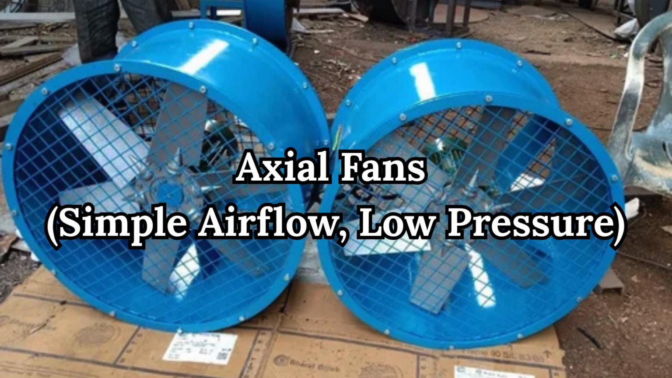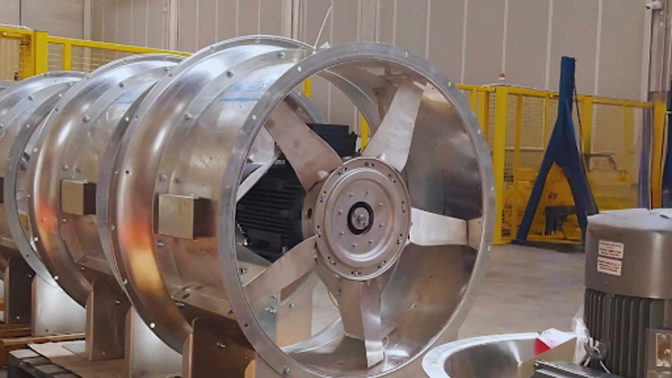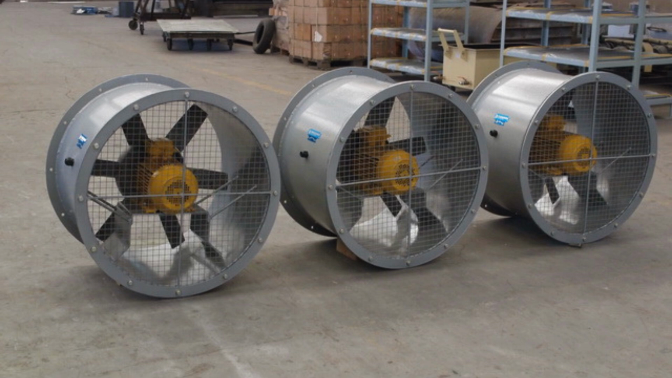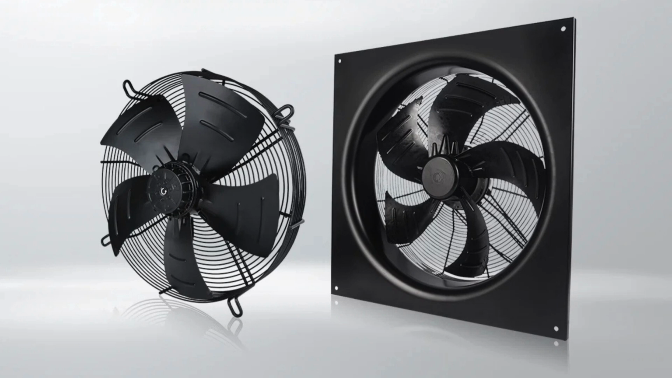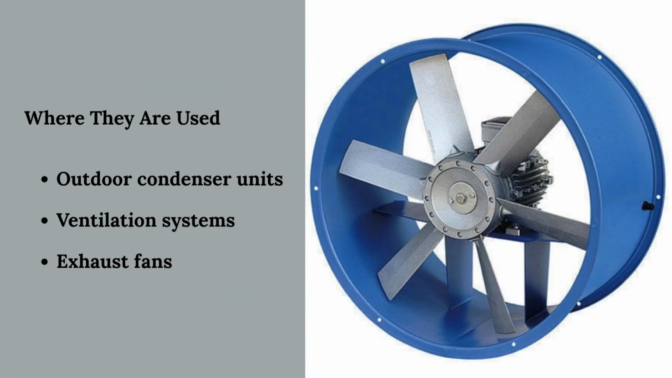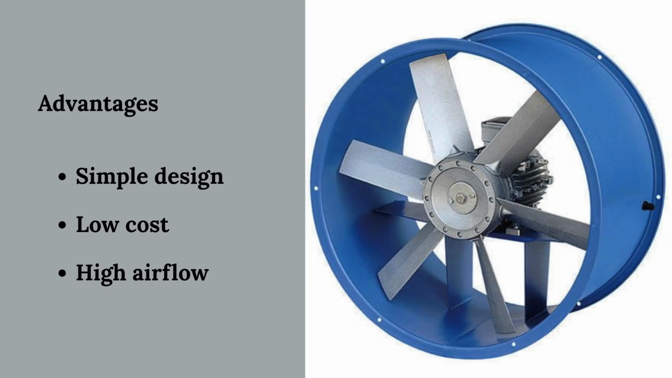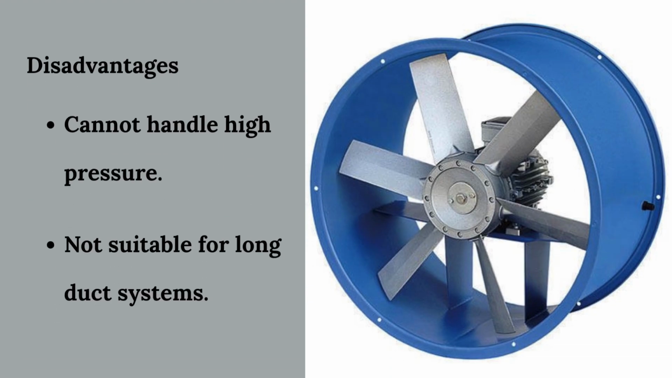Axial fans. Simple airflow, low pressure. Axial fans move air in a straight line, parallel to the fan shaft. These fans look like propellers and are commonly used where large airflow is needed, but pressure is low. Where they are used: outdoor condenser units, ventilation systems, exhaust fans. Advantages: simple design, low cost, high airflow. Disadvantages: cannot handle high pressure, not suitable for long duct systems.